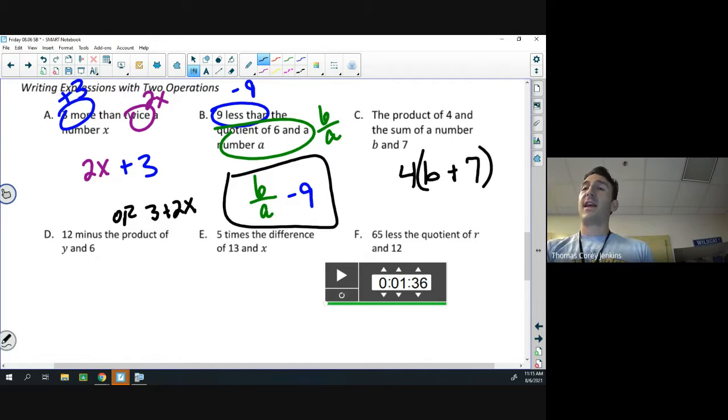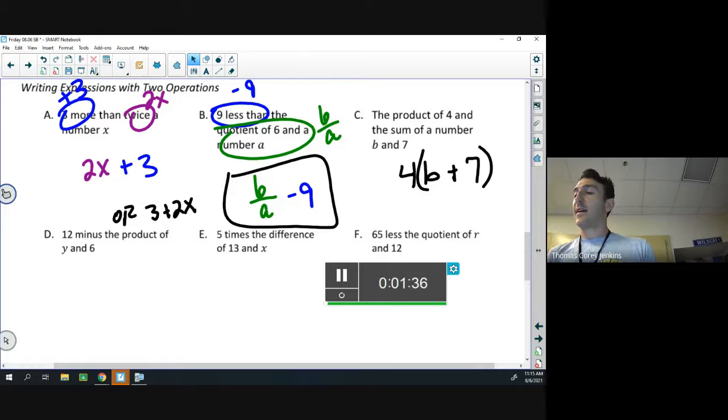You guys try the next 3. Just do your best, and we'll go over them. We probably won't finish all of those last 3, so this will take us almost all the way there.